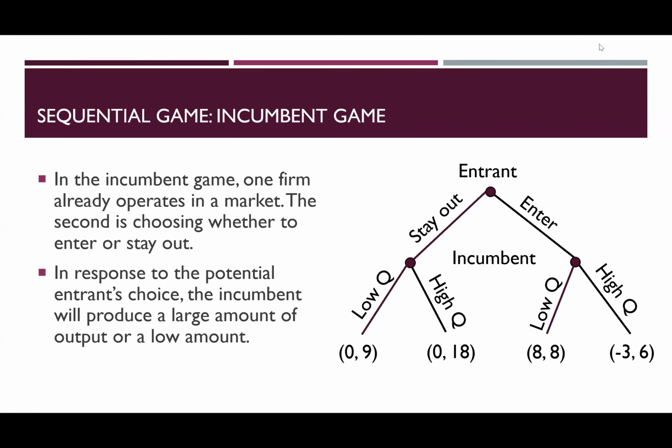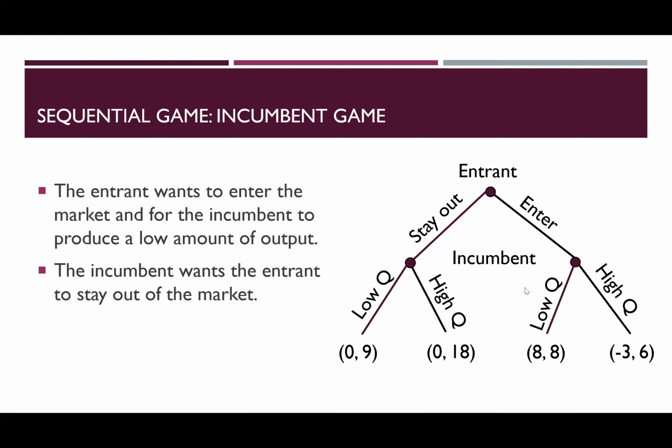Okay, so let's look at that incumbent game. Like I said, in the incumbent game, one firm is already present in a market, already operating, and the other firm is choosing whether to enter the market or stay out. So, in response to a potential entrance choice, the incumbent can either choose to produce a large amount of output or a low amount. And you can see here that the incumbent is the second player, right? So the entrant actually moves first, and they're going to make their choice based on how they anticipate the incumbent to act.